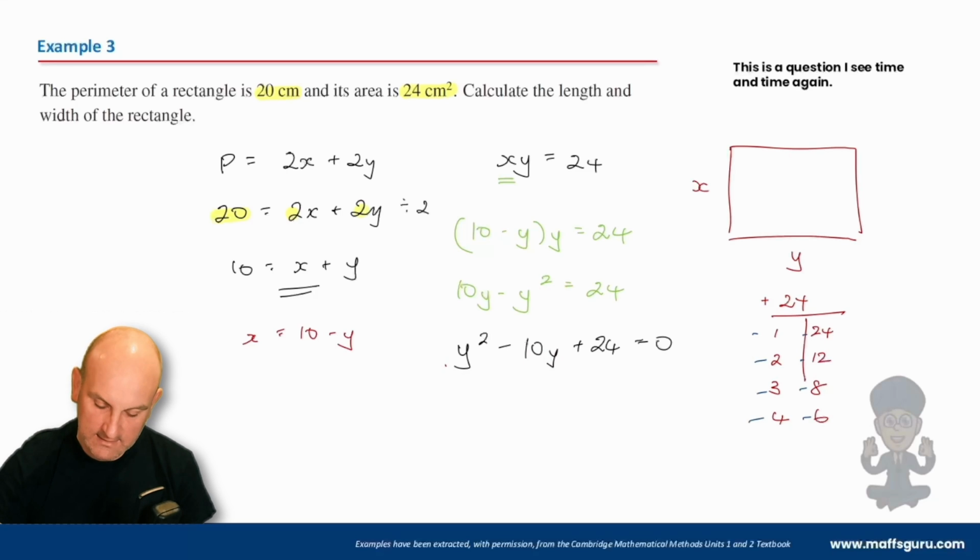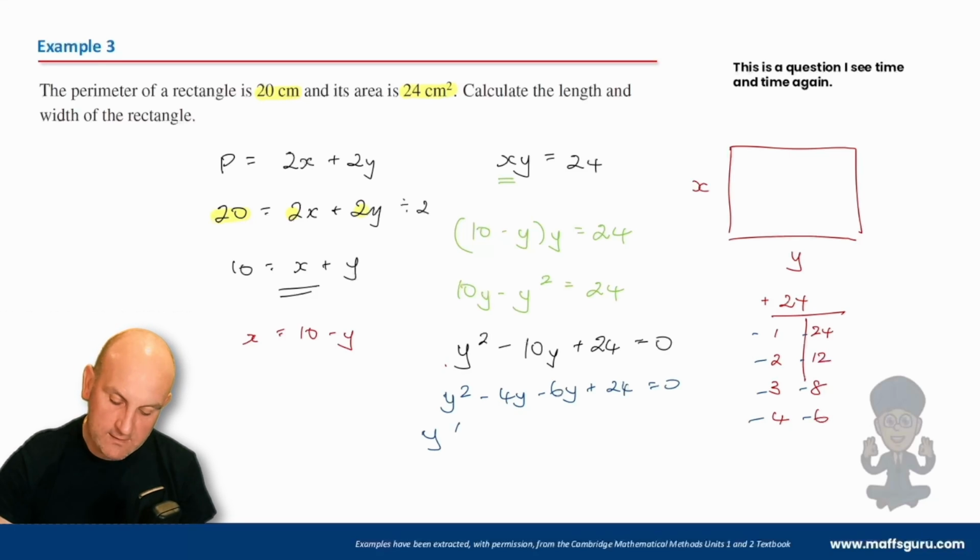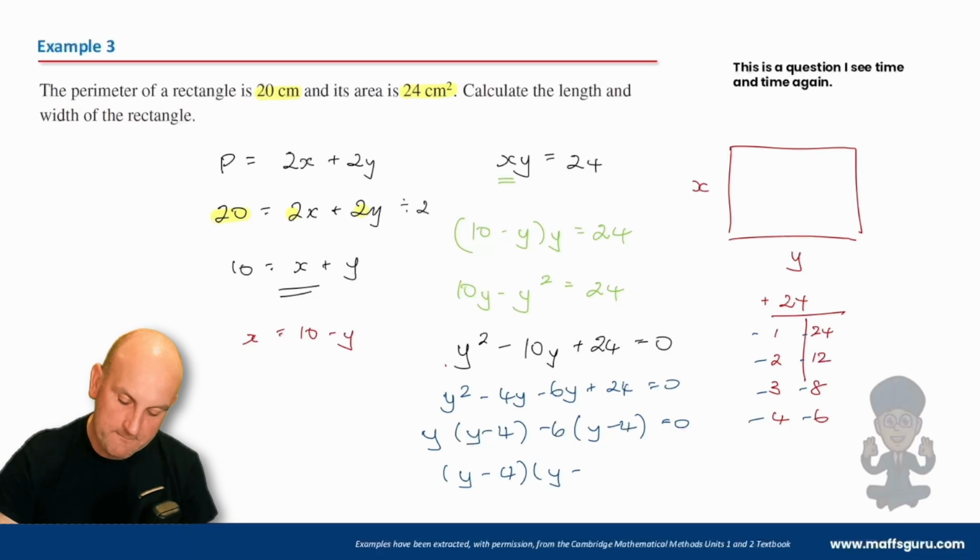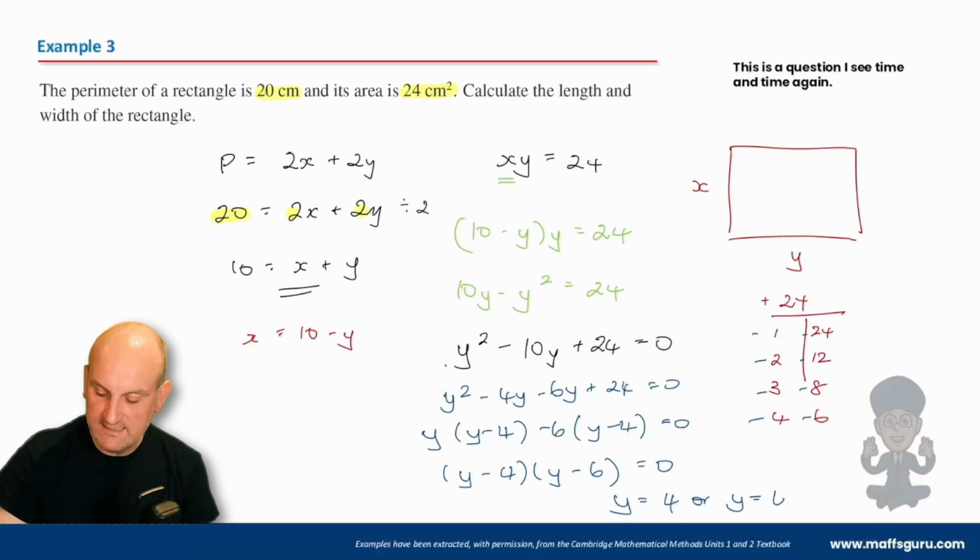So we now get, am I going to run out of space here? Y squared, what is it? Minus 4y minus 6y plus 24 equals 0. Take a y out, we get y minus 4. Take out minus 6, we get y minus 4. And again, multiplication becomes important. Y minus 4 times y minus 6 equals 0. Is that y minus 4? So therefore we get y is equal to 4 or y is equal to 6.